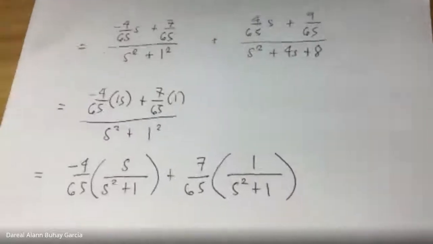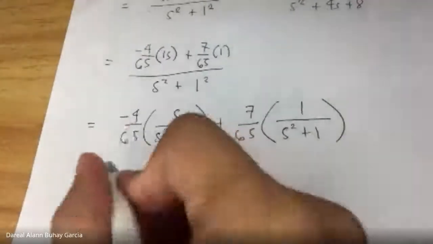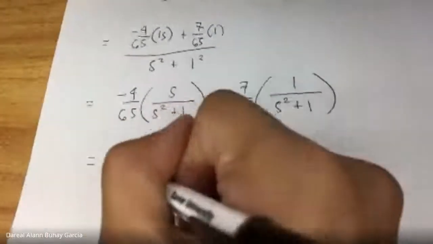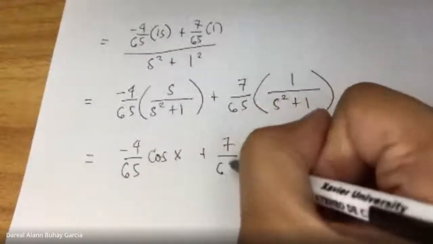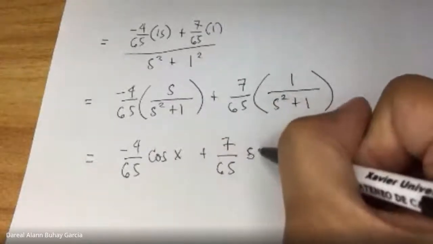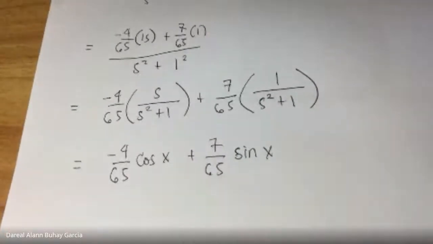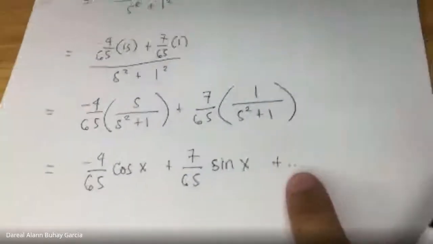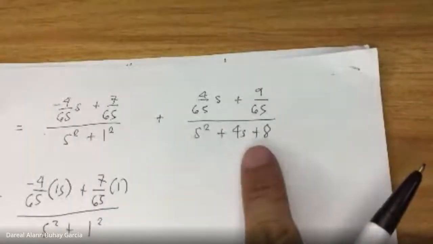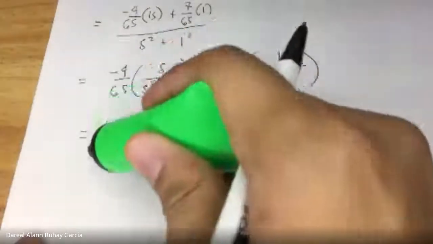So the inverse Laplace is easy. This is a cosine where A is 1. So the answer is negative 4 over 65 cosine x plus 7 over 65 sine x. And this is part of the final answer, plus whatever is the inverse Laplace of this one, which I think is the more difficult one.